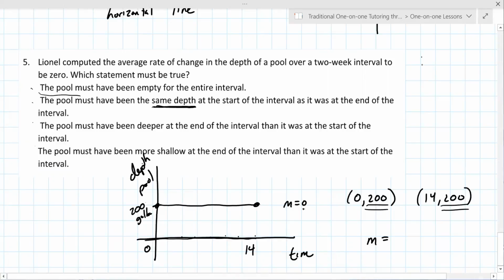Now, just as a related question, let's say the average rate of change was negative. What would that tell you about the water level? It's gone down. Okay. So maybe it's draining out. What if it was going up? Then it had increased somehow. Right. Maybe it rained or somebody put water in the pool. We don't really know.